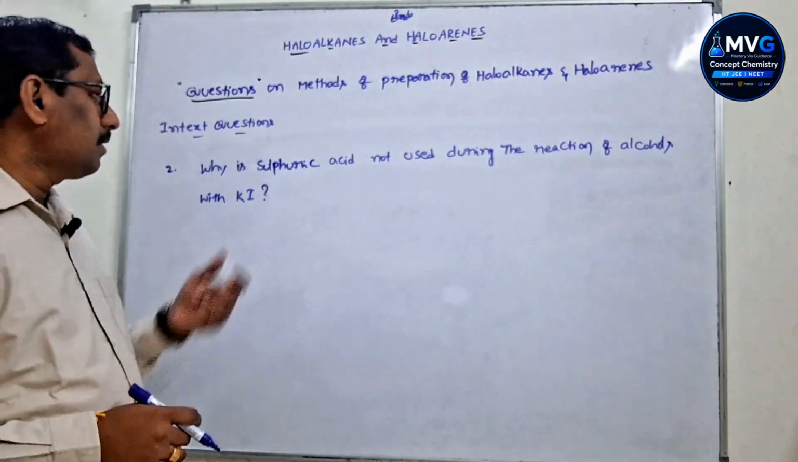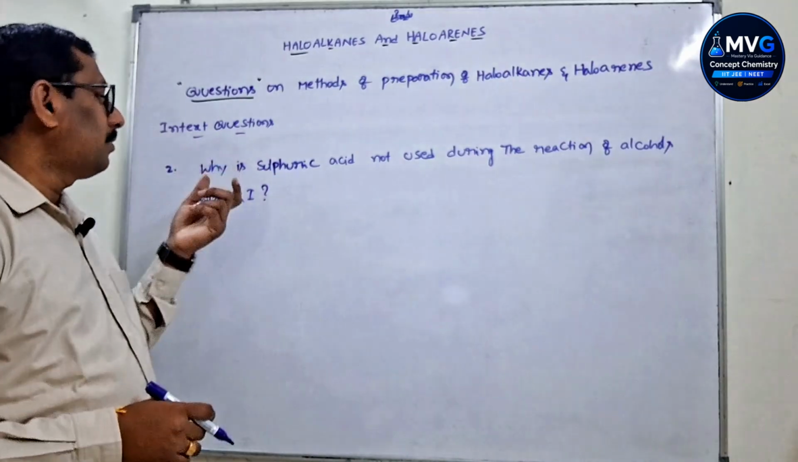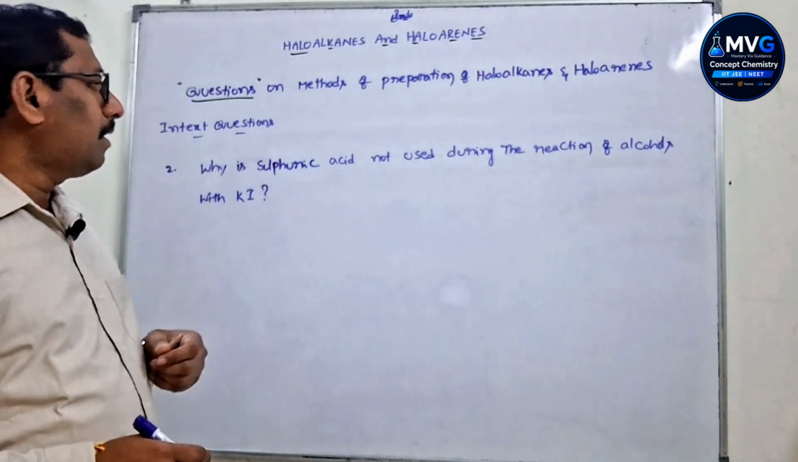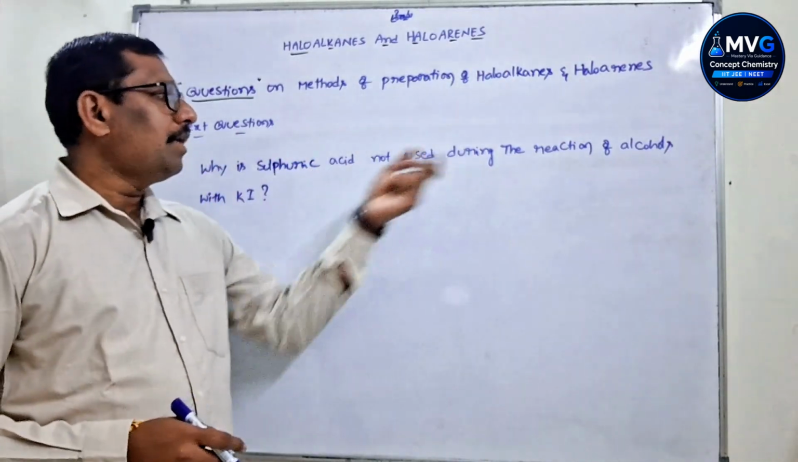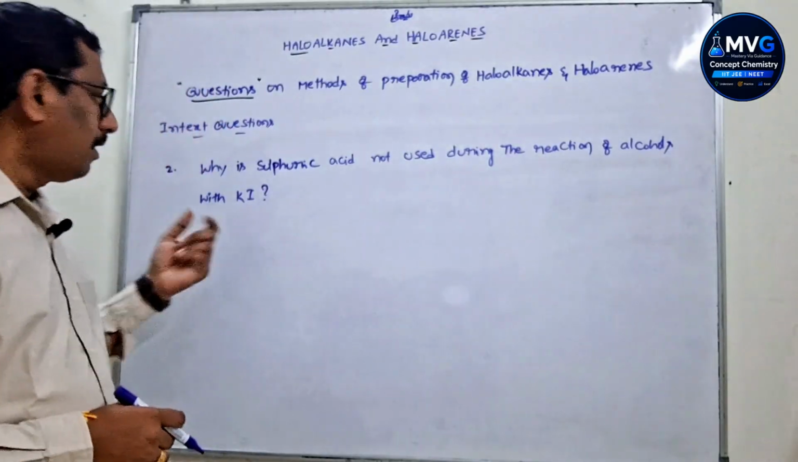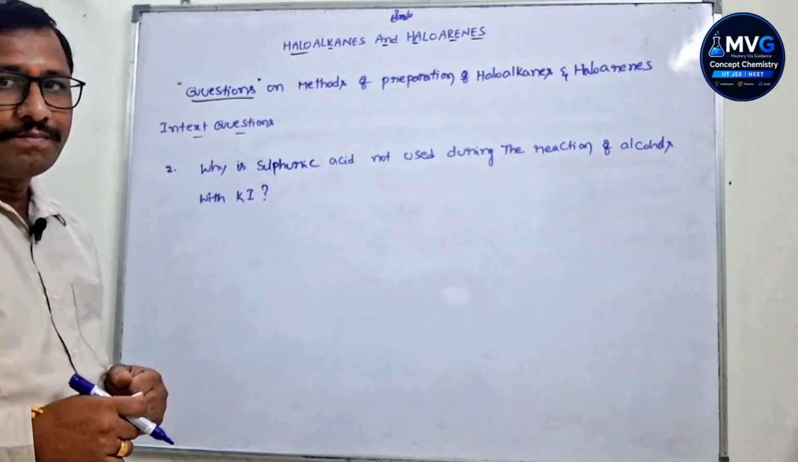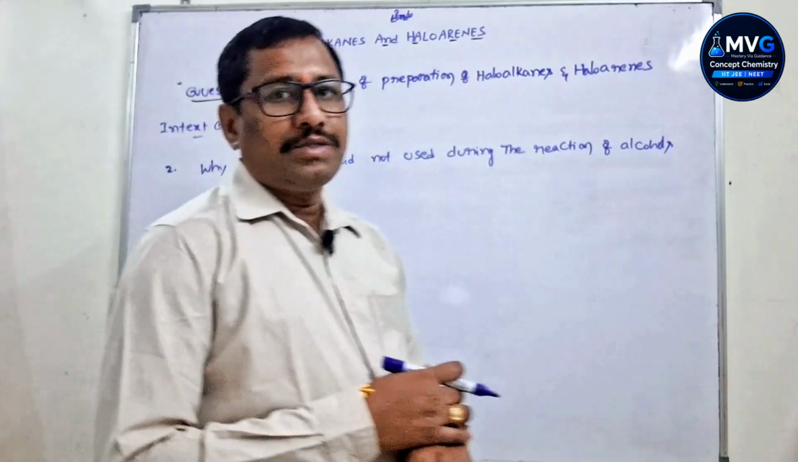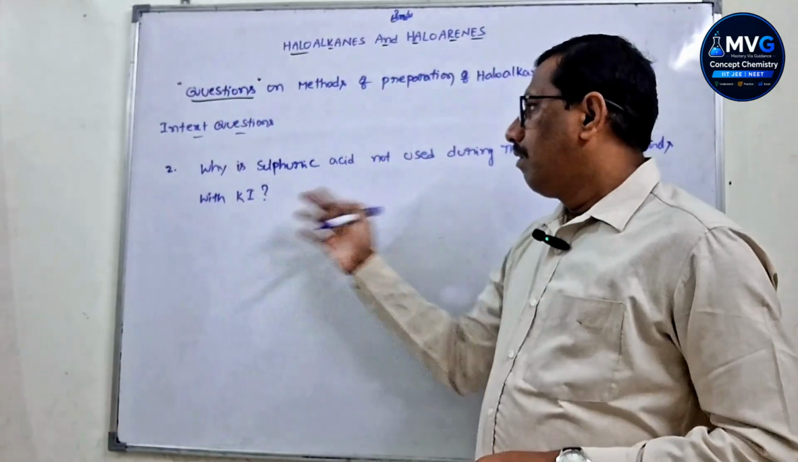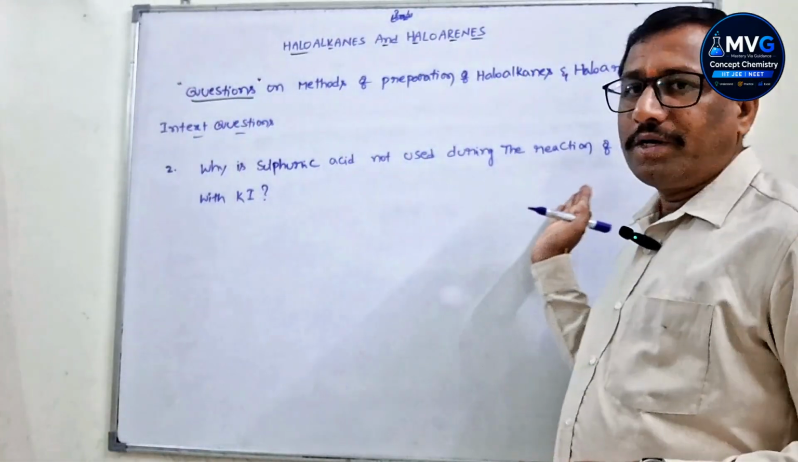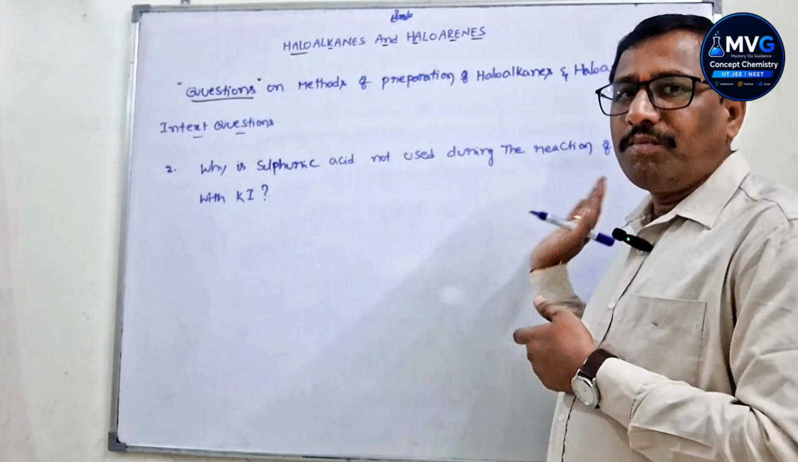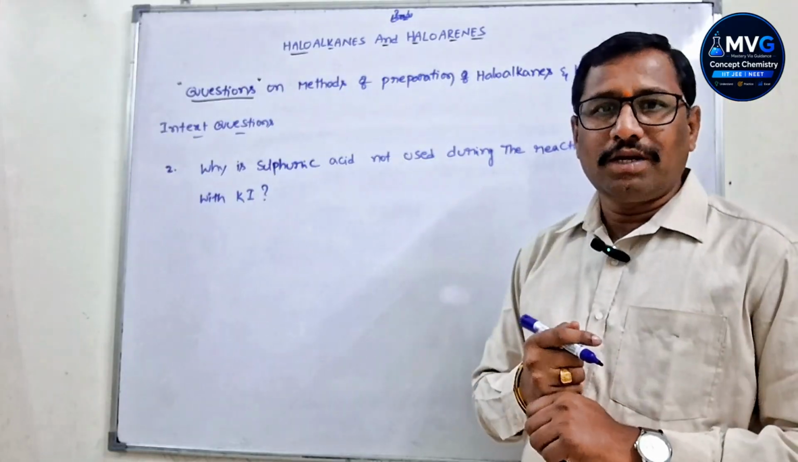Students, this in-text question they asked: why is sulfuric acid not used during the reaction of alcohols with KI? So, why are we not using sulfuric acid during the preparation of haloalkanes from alcohols? They asked a question like this, students.